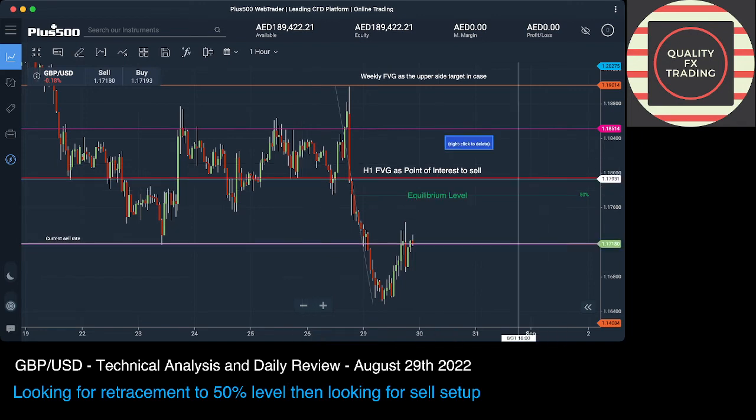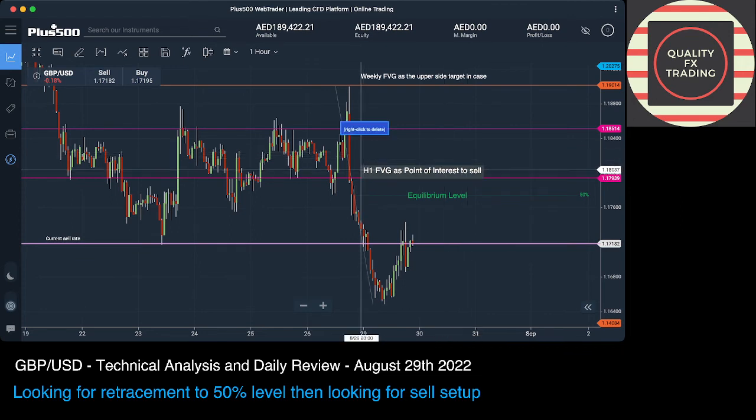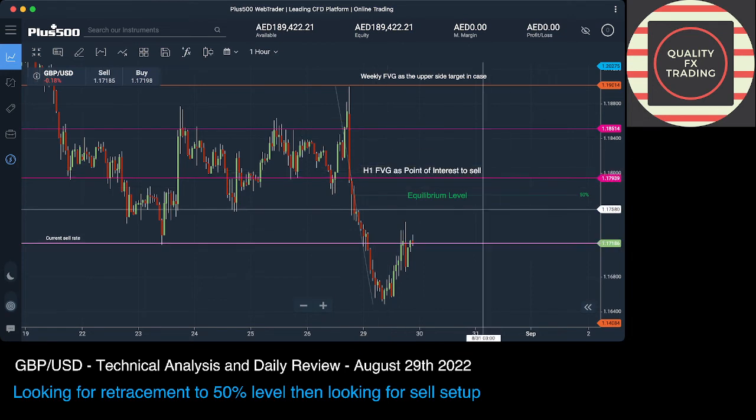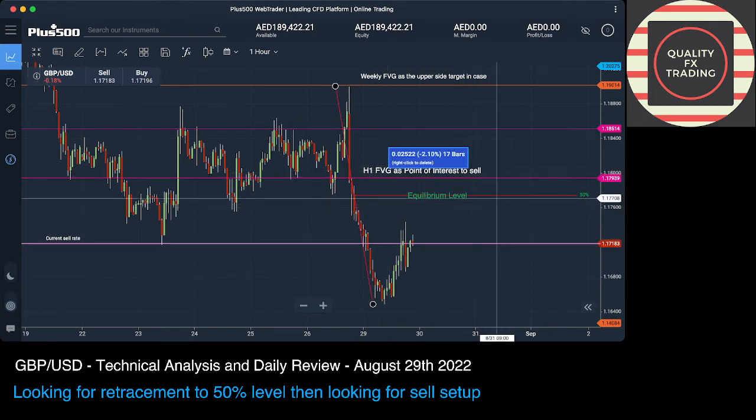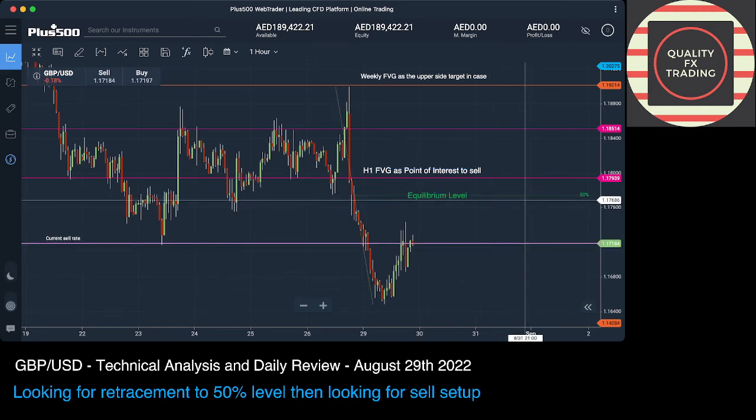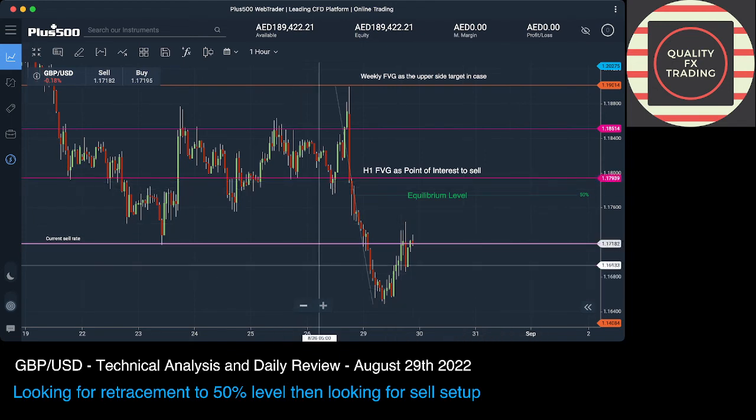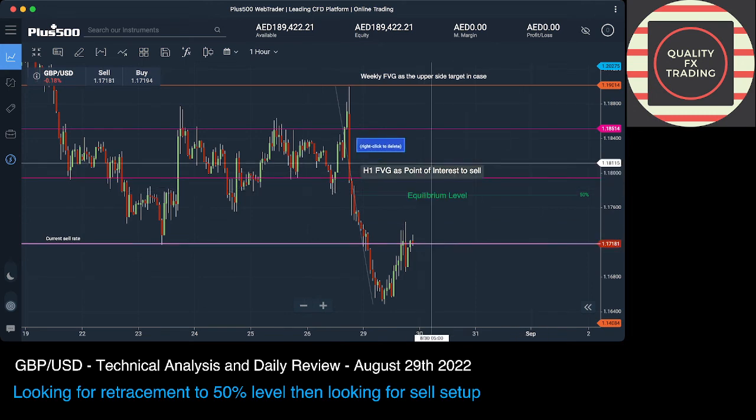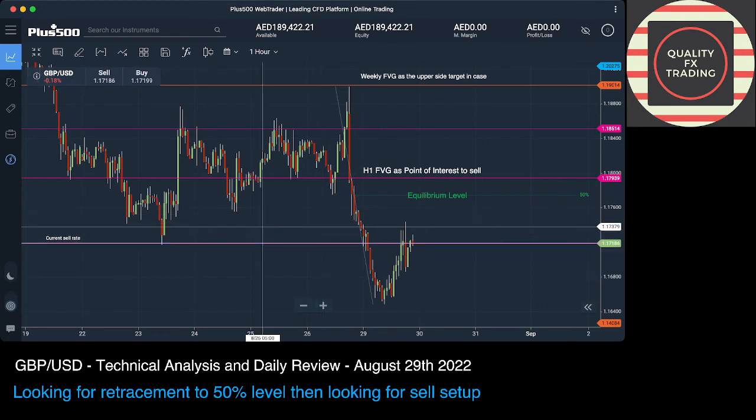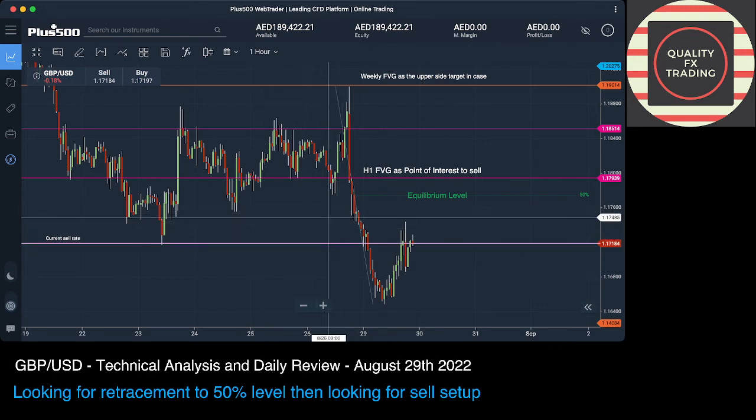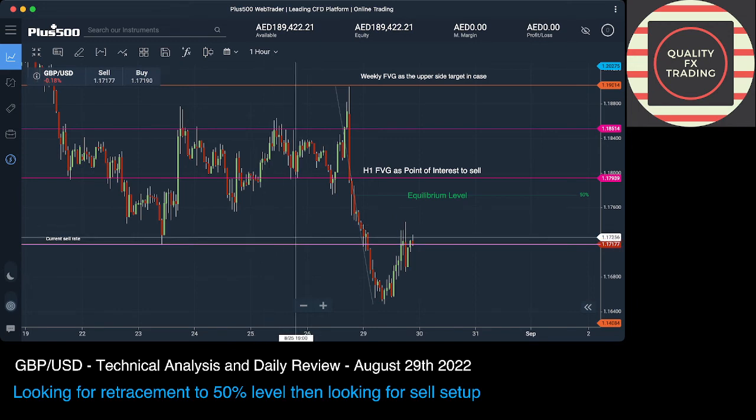And you can see above this equilibrium level we have a point of interest, as there is a fair value gap in the H1. So there is a possibility that price goes above this equilibrium level and reaches this fair value gap before pushing to the downside. But remember, this is just a point of interest. That doesn't mean you just press the sell button and then lose your money.